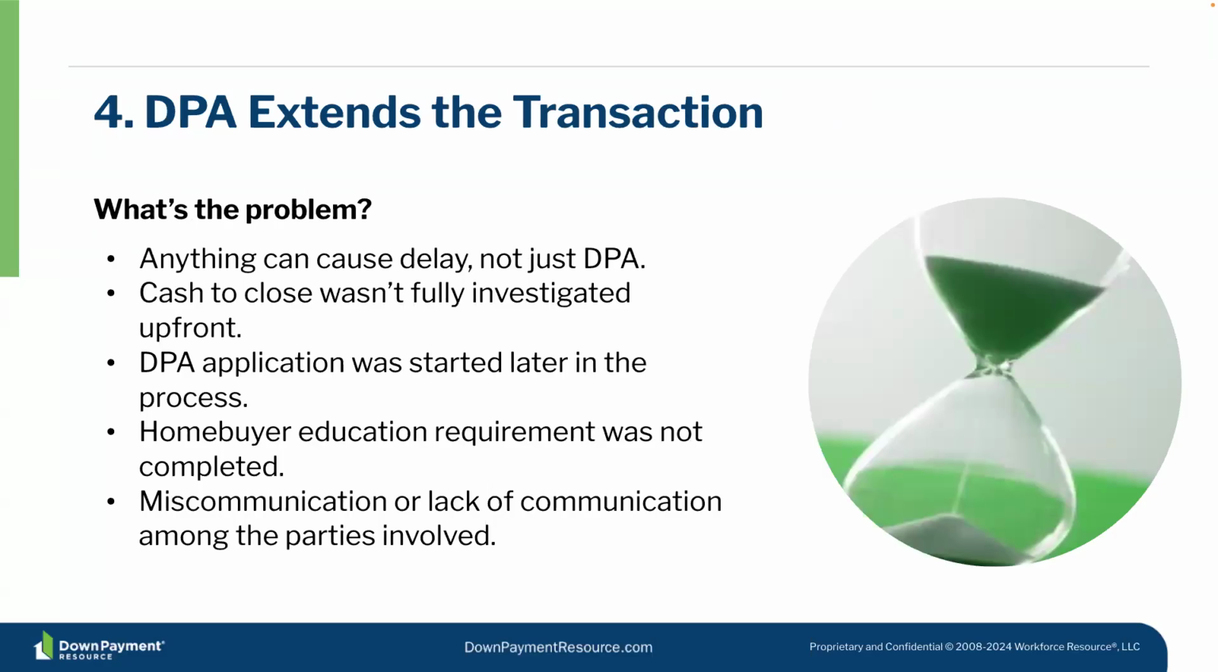So up next, we're going to look at the huge misperception of DPAs extending the transaction. Anything during the loan process can cause the delay, not just the DPA. That's the most important thing here. Perhaps the loan officer, as an example, didn't fully investigate cash to close up front, or the DPA was added later in the process. Sometimes when a DPA is added later, people forget about the homebuyer education class that has to be completed. And to that point, delays often stem generally from a lack of communication amongst all parties.